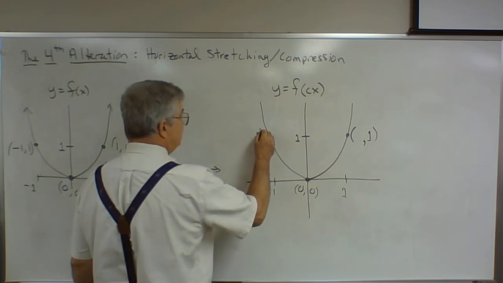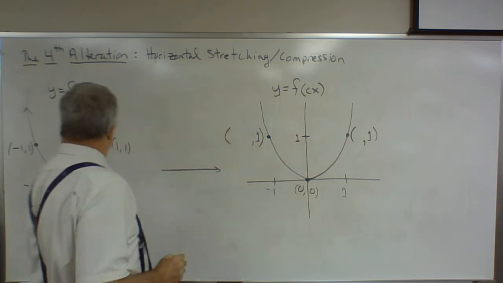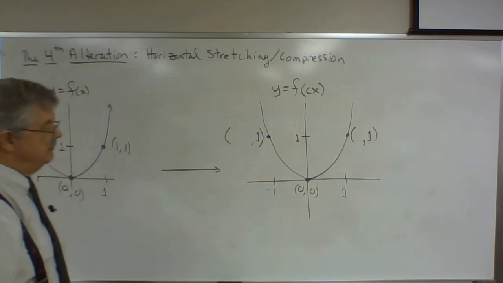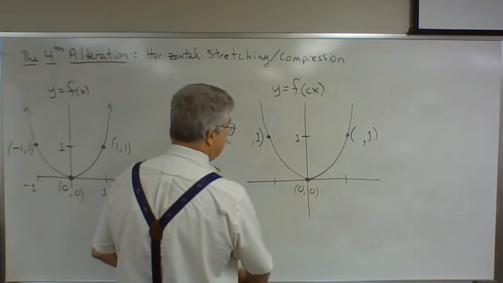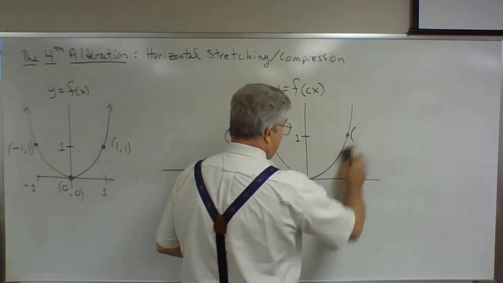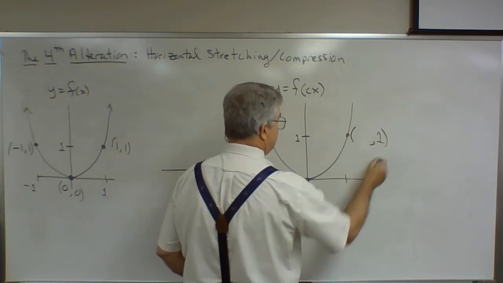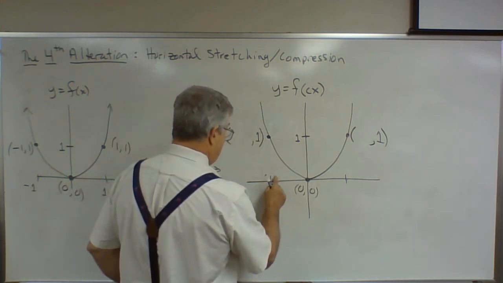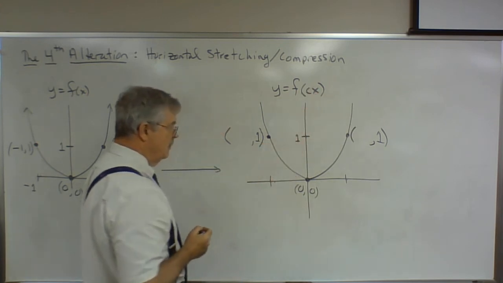Again, this graph goes through the point y equals 1. In the original graph, the x coordinates are -1 and +1. And I think I put these in prematurely here. The y coordinates I like, I'm going to keep them. But what x coordinate causes f of cx to be 1?